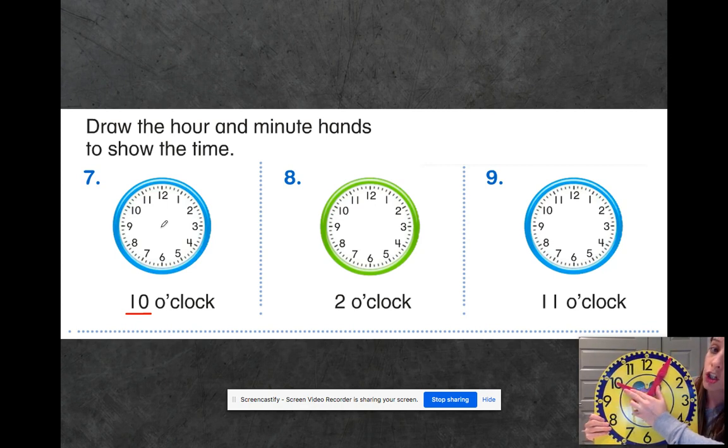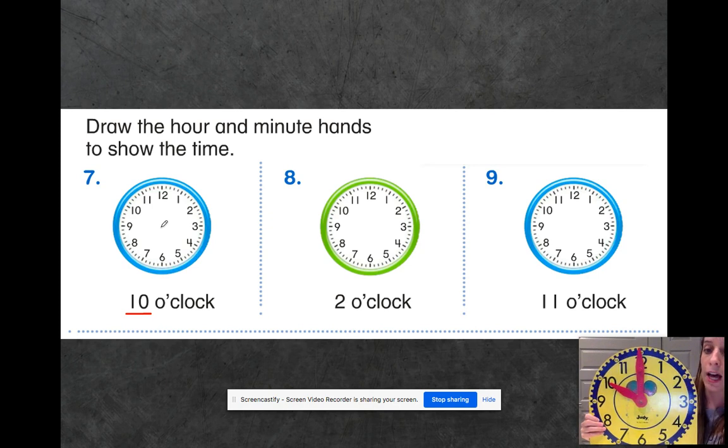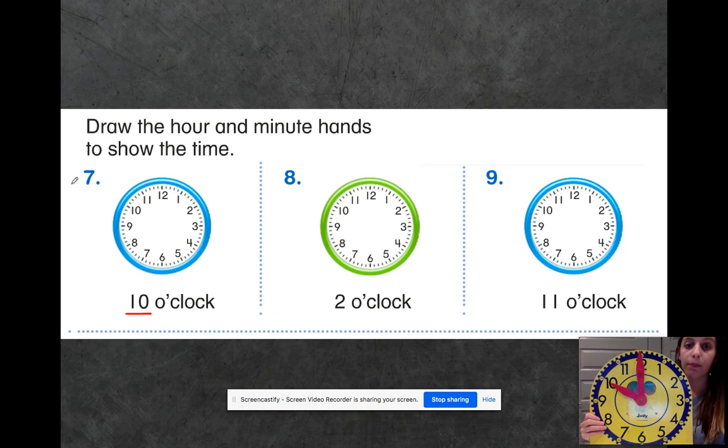And now I want to show o'clock. And if you remember our trick, it will always be pointing to the 12. So now looking at this clock, it shows 10 o'clock. Let's try another example. Number 8.